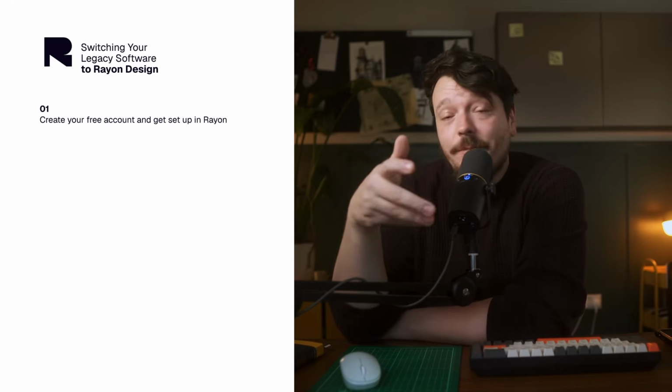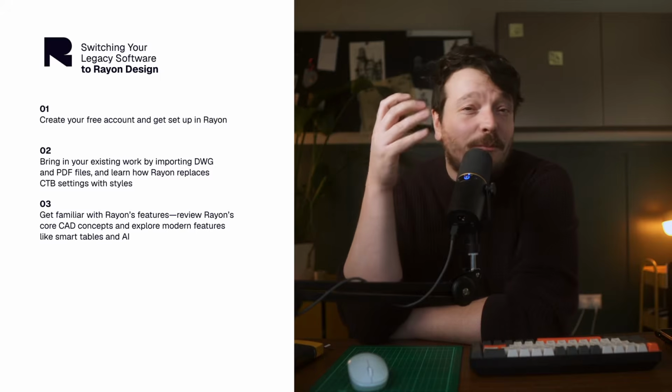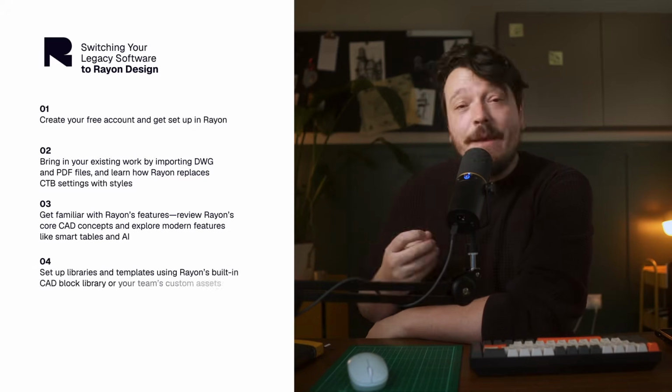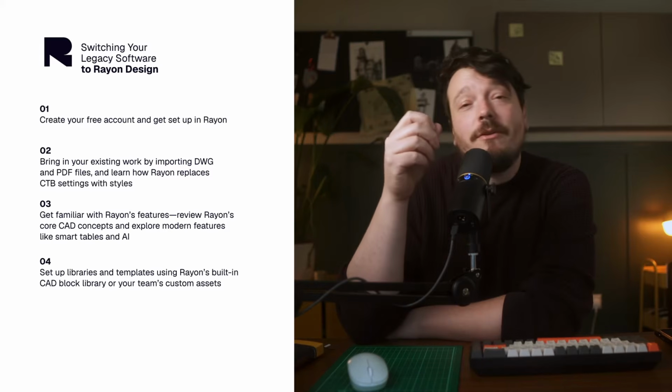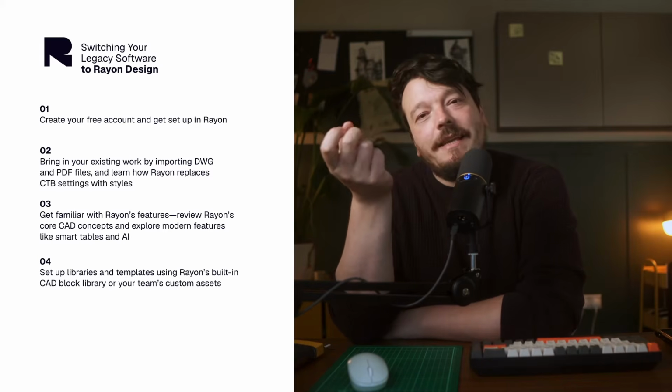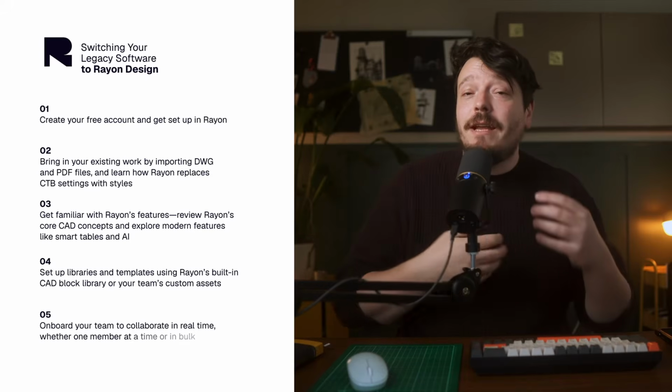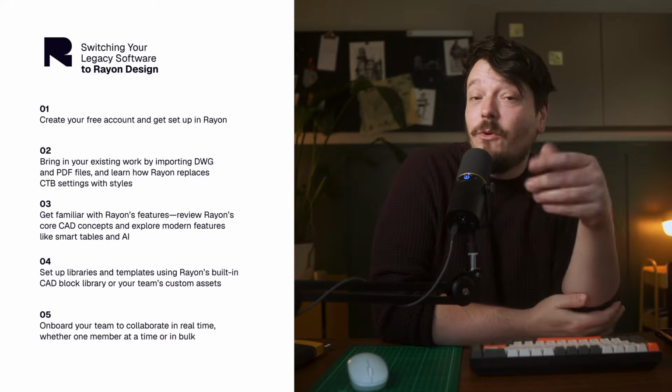In this tutorial, we'll work through 5 simple steps. Create your free account and get set up in Rayon. Bring in your existing work by importing DWGs and PDF files and learn how Rayon replaces CTB settings with styles. Get familiar with Rayon's features, review Rayon's core CAD concepts, and explore modern features like its smart tables and AI. Set up libraries and templates using Rayon's built-in CAD block library or your team's custom assets. Onboard your team to collaborate in real time, whether one member at a time or in bulk.